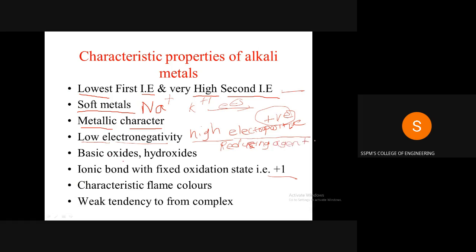They form basic oxides and hydroxides. So sodium forms a hydroxide, that is sodium hydroxide, NaOH. Then the oxide is NaO2.